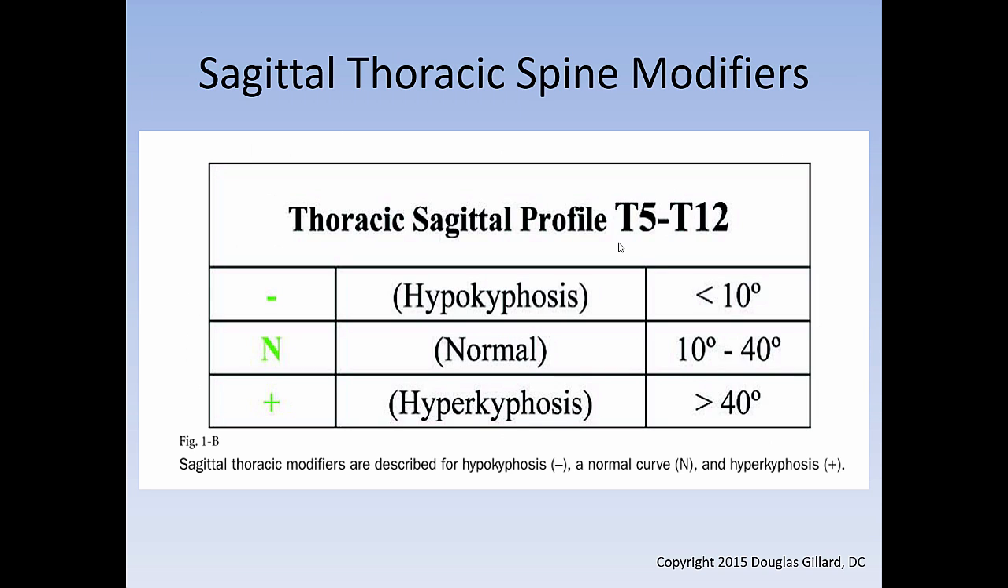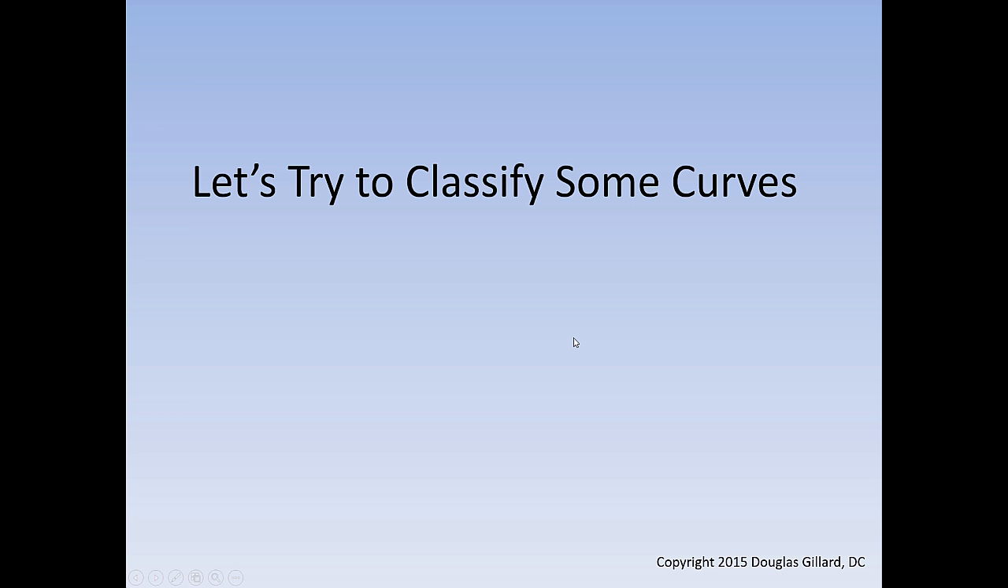There are the sagittal thoracic spine modifiers. They go by kyphosis. We're not going to talk about these. You guys have enough trouble with this system. Okay, let's try some real ones now.